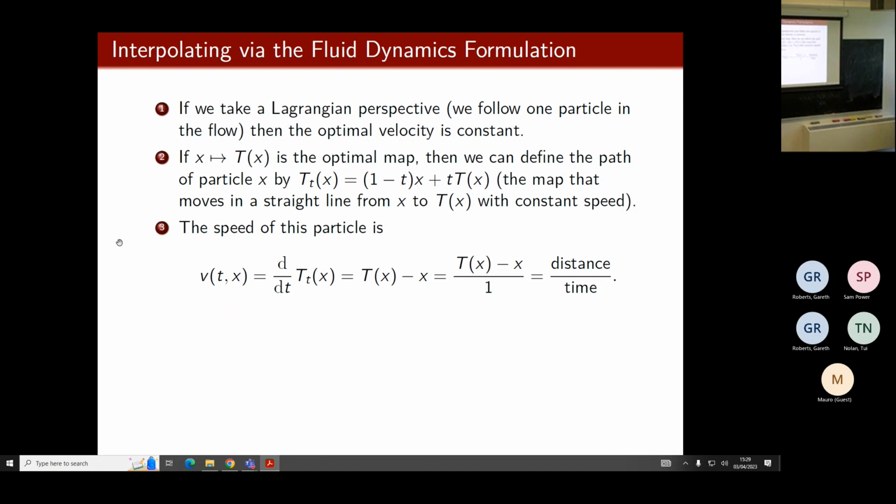So the speed of this particle, which is slightly what I said on the previous slide, is just going to be T of x minus x, so distance over time.